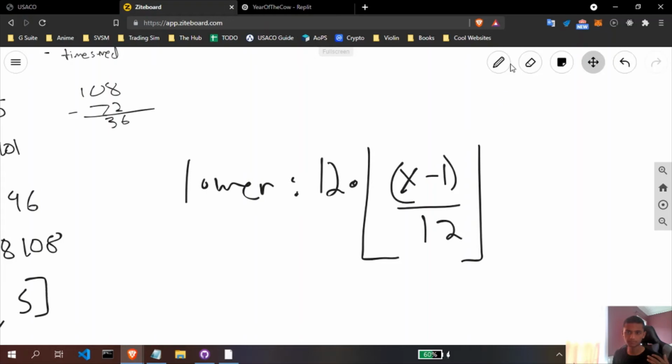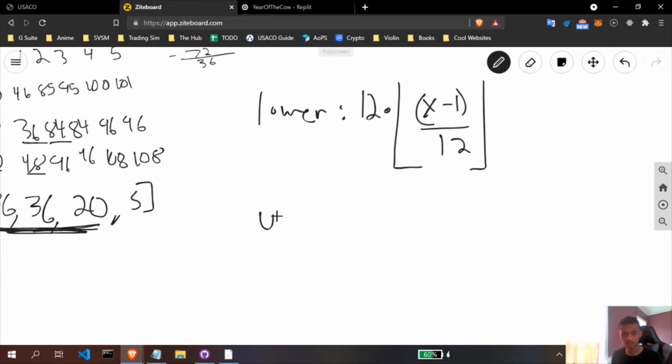Let's also say we have a multiple of 12, even though we probably won't. So let's say we have 12. If we just said 12 divided by 12, we have 1 times 12, which gives us a lower bound of 12, which is not exactly what we wanted. We would want a lower bound of 0 in that case. But anyways, this algorithm is how we can calculate the lower bound.